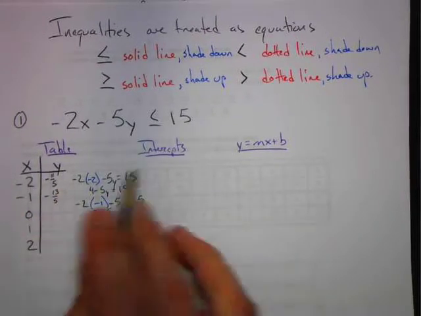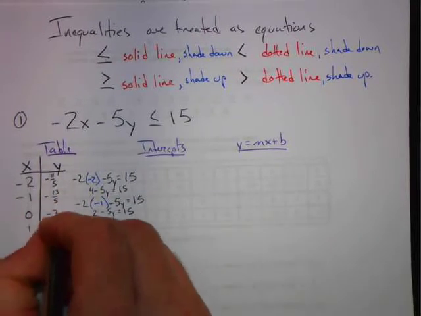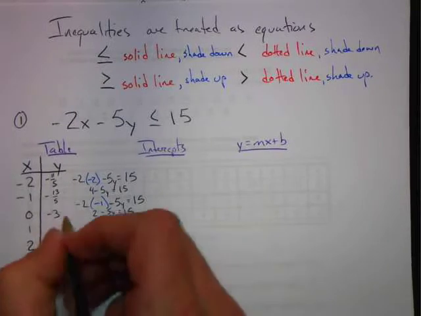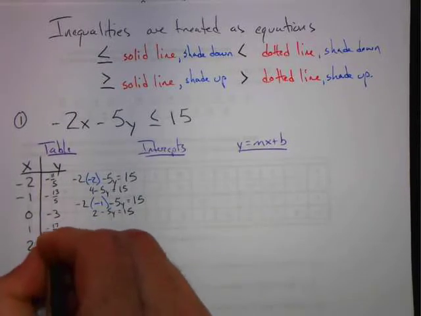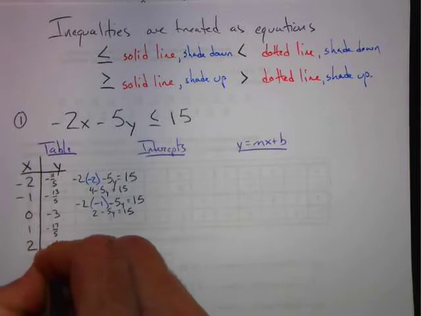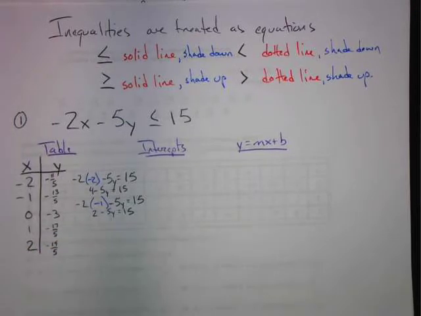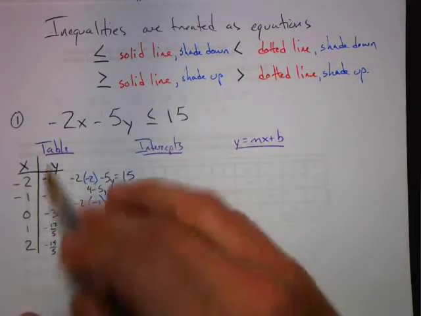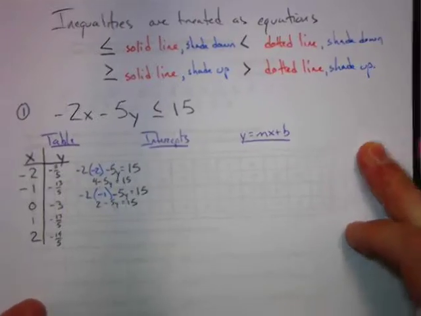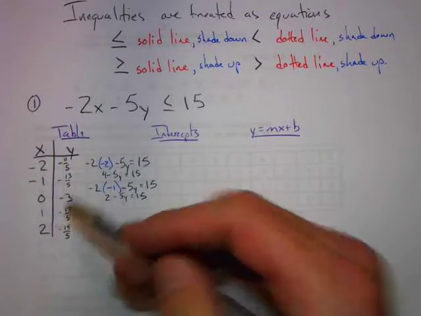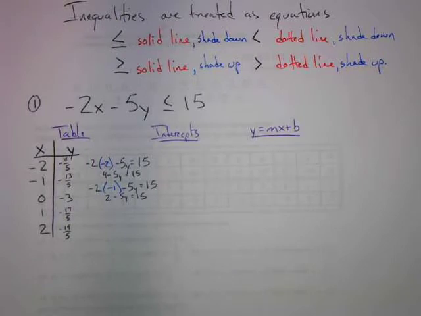Same thing with 0. Plug in 0. We get -3, or -15 over 5. Then you can see a pattern: -17 over 5 and -19 over 5. So you complete your table of values by plugging in for x, finding out what we're going to get for y. And then you have a series of ordered pairs that you can then throw on a graph.